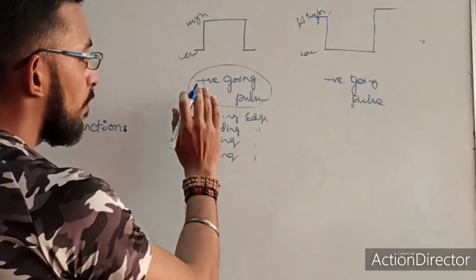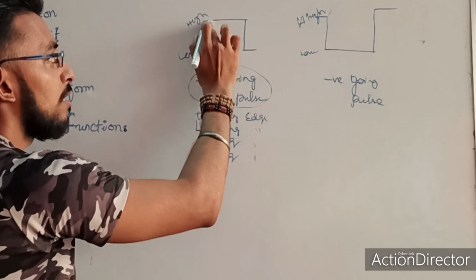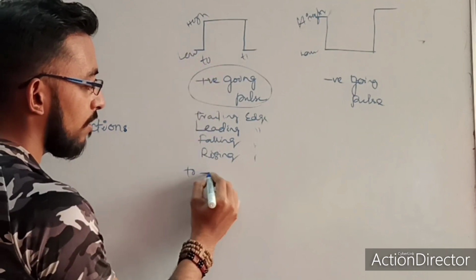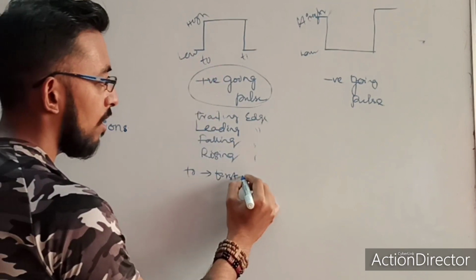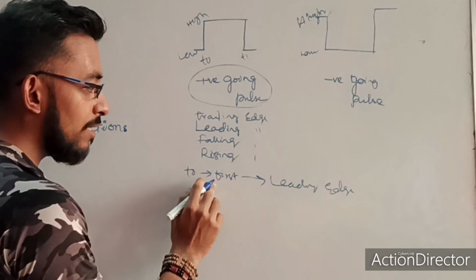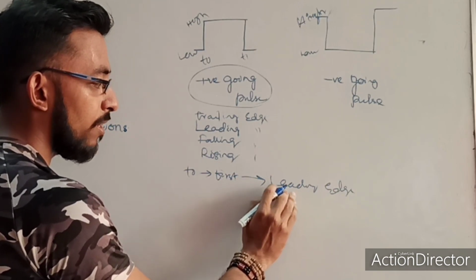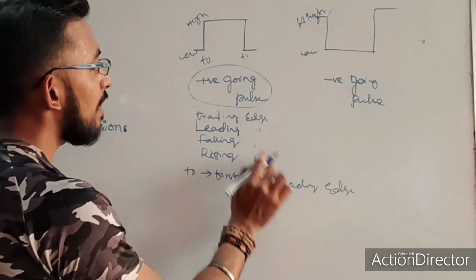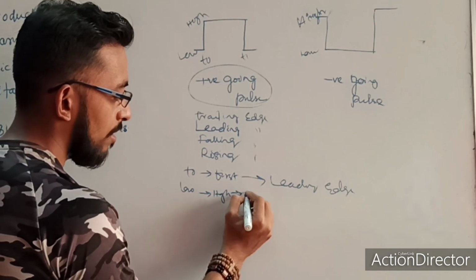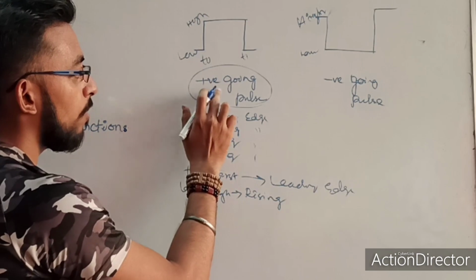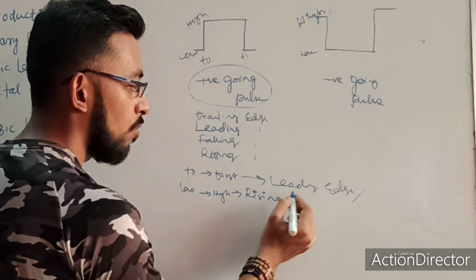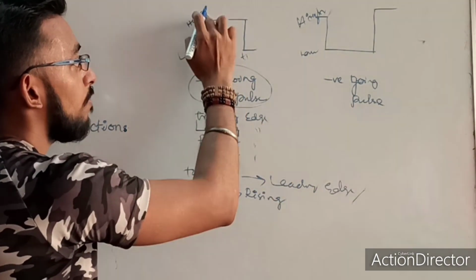You see, in the positive going pulse, first it is coming at T0, then T1. The edge occurring first at T0 is called my leading edge. Leading means it is starting from the front. And you see the leading edge is nothing but rising, from low to high. Low to high means it is rising. So for the positive going pulse, the first edge is both my leading edge and my rising edge.